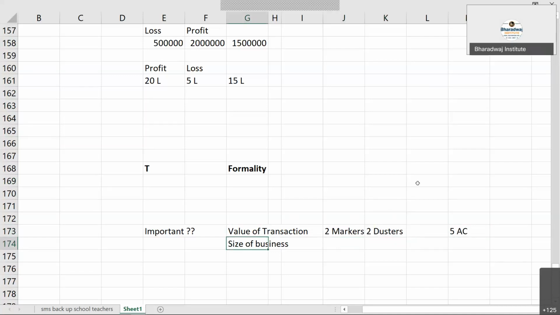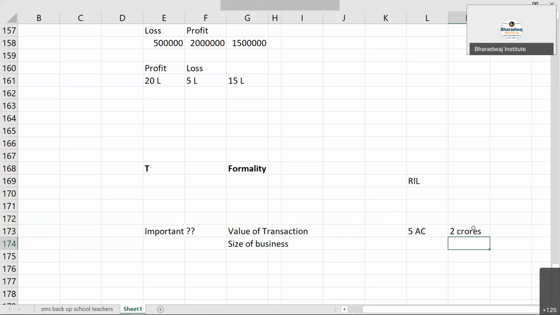Let us assume in Reliance Industries Limited, they don't use markers and dusters, and 5 air conditioners are lost. Will it be reported? No. Why? Because for their size of business, even if they lose 2 crores, that is a normal loss only. Even if they lose 10 crores, that is a normal loss only. So 5 air conditioners, 2,50,000, is like a coin, a small amount they lose. So what is important depends on the value of the transaction and the size of the business.